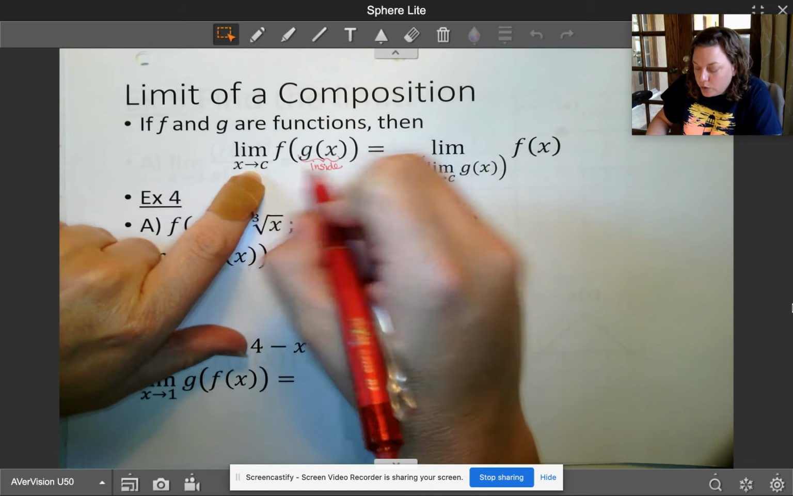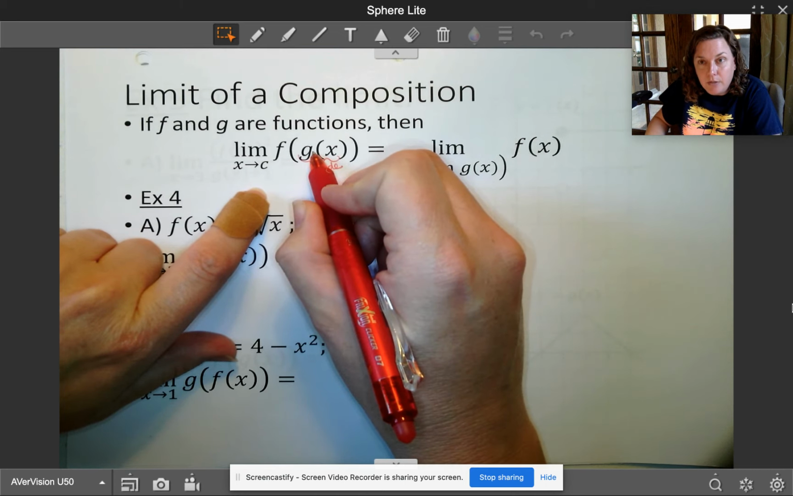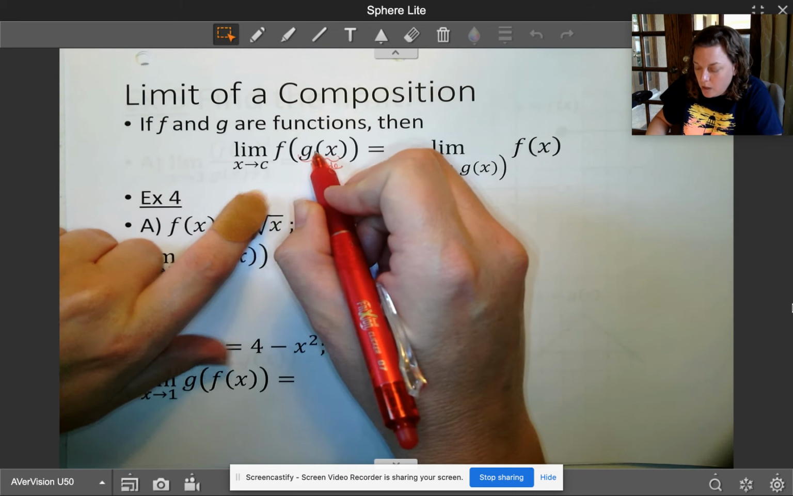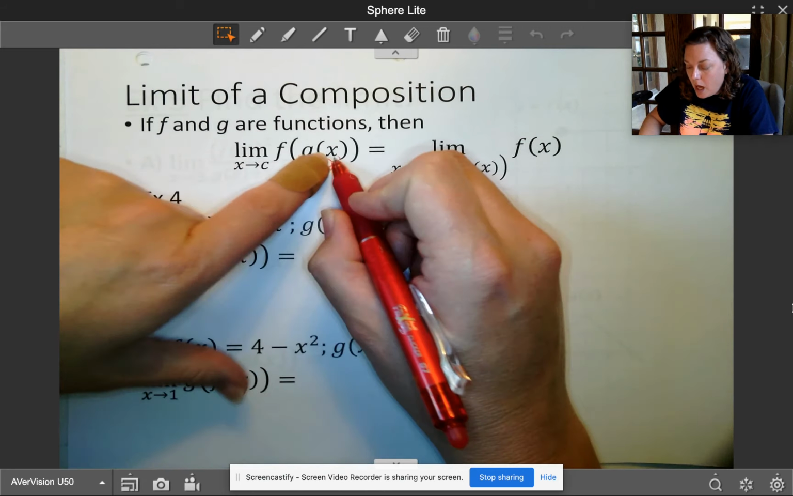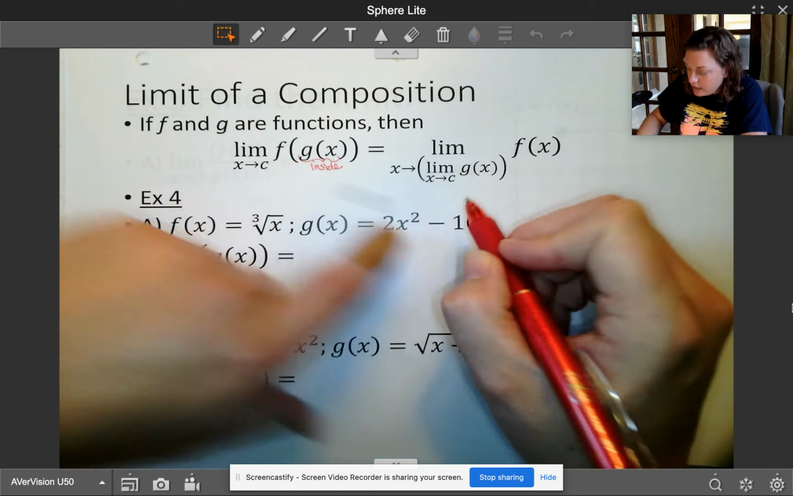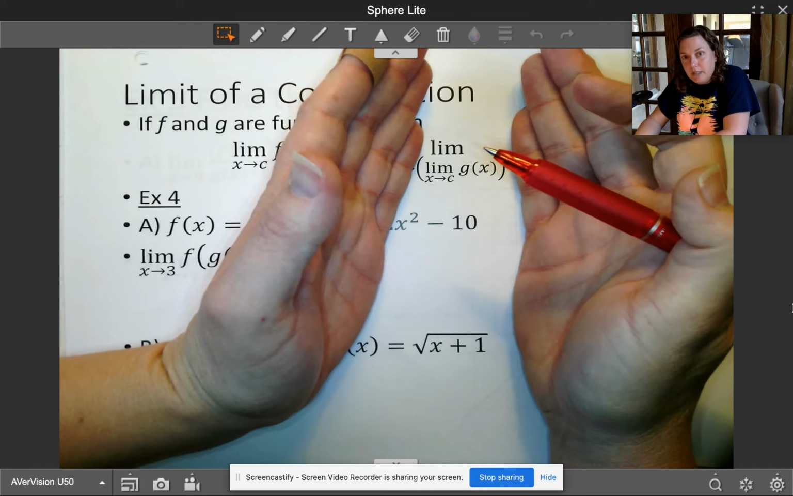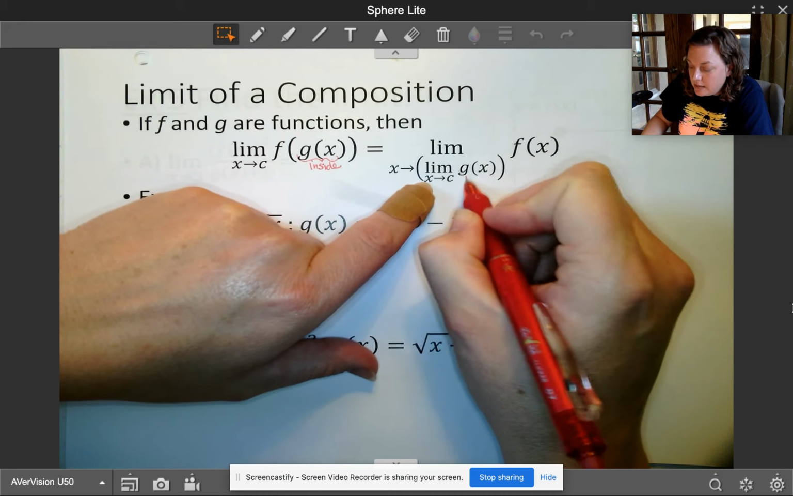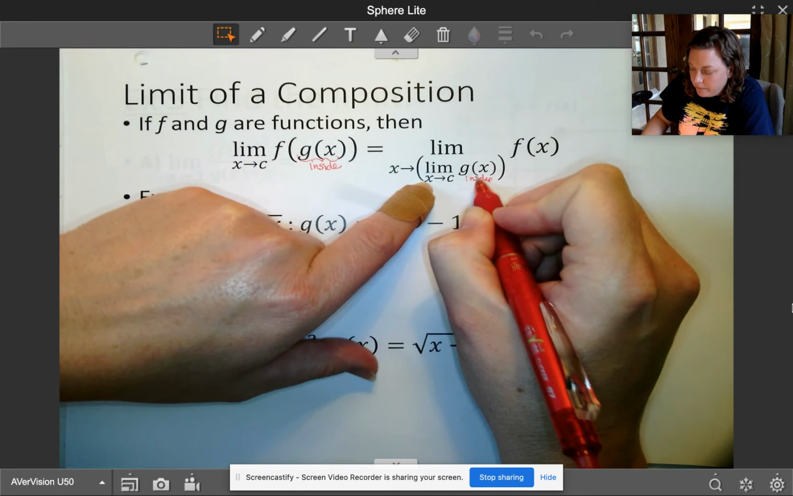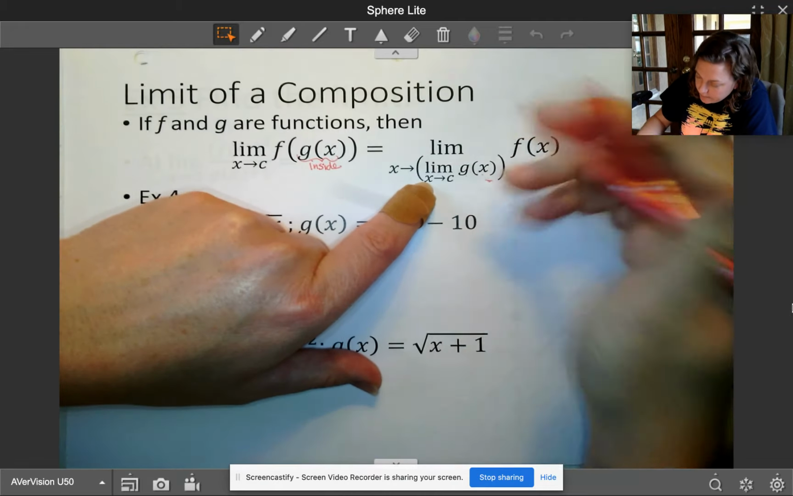What we have to do, order of operations says we have to figure out everything inside first. And so that's what we're going to do. We're going to start by finding the limit as x approaches c of the inside function. And that's what this is. The first thing we need to do, as you see the big parentheses here, find the limit as x approaches c of the inside function.